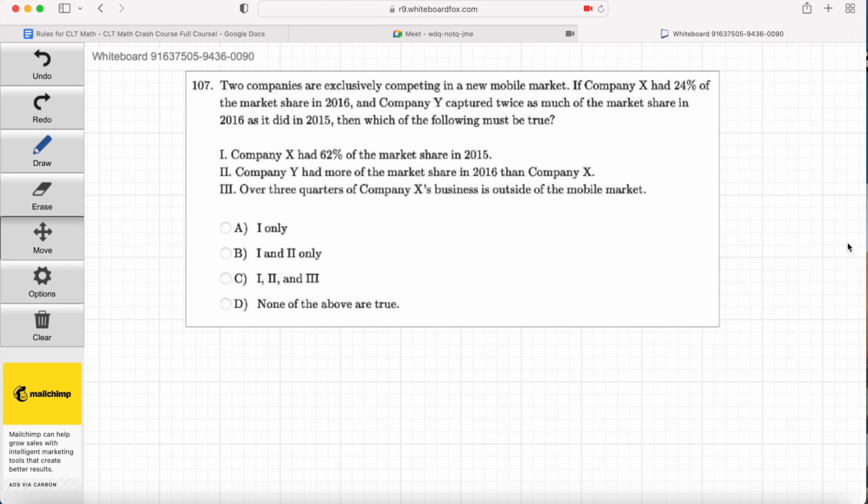If you just jump right into the options in the answer choices here, like Roman numeral 1, 2, and 3, it's really confusing. Like, read Roman numeral 1. Go ahead and read it for me. Company X had 62% of the market share in 2015. I don't know. Do you know if that's true or not? I have no idea, right? We don't even know what its market share was in 2015. We haven't figured it out yet.